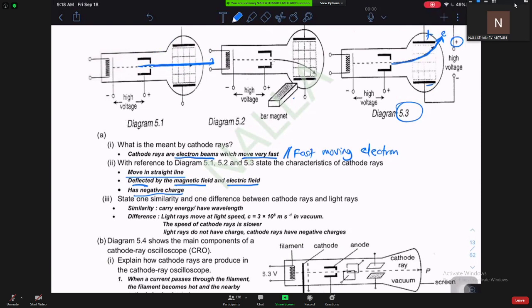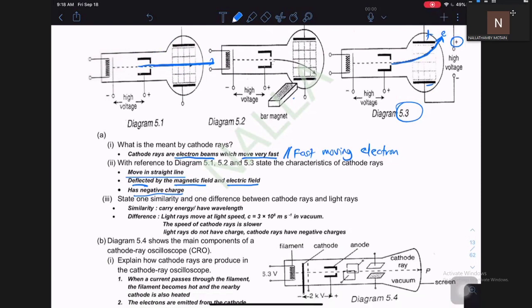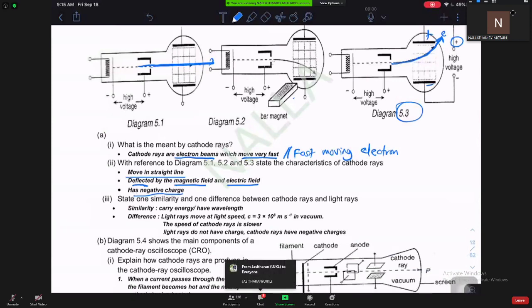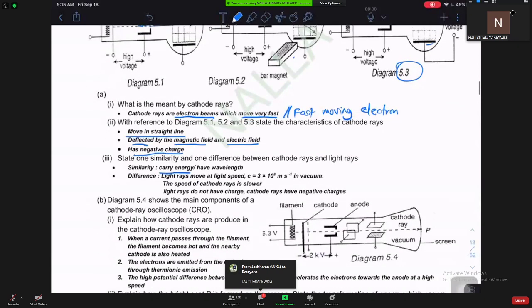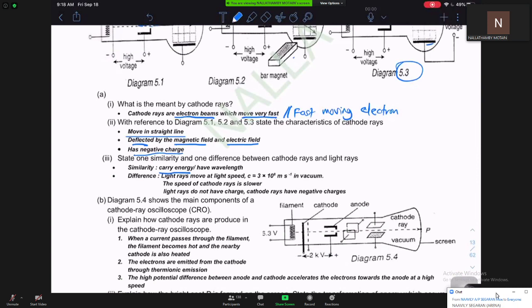So cathode ray, and also light, both carry what? Carry energy. Simple, both carry energy. Have wavelength, no need. We remember the easiest one. Cathode ray carries energy. The kinetic energy is the one that will be converted to light. Light also carries energy. So this is one of the similarities.